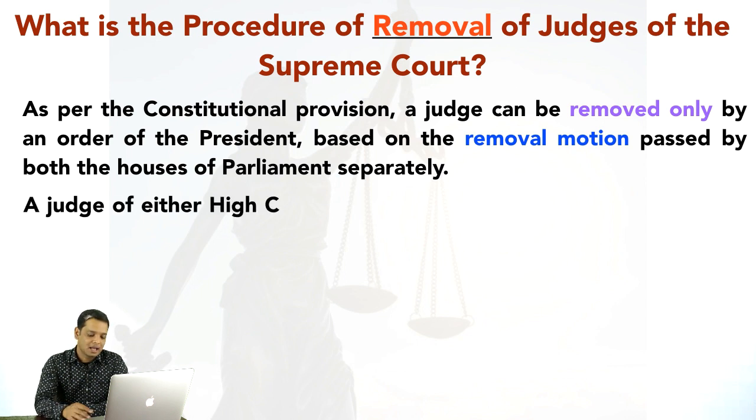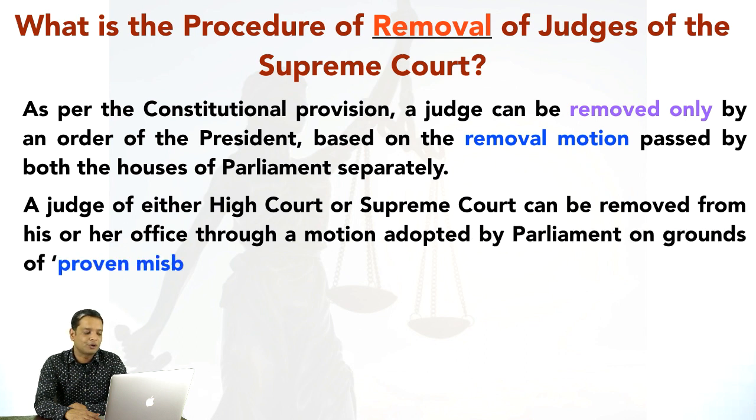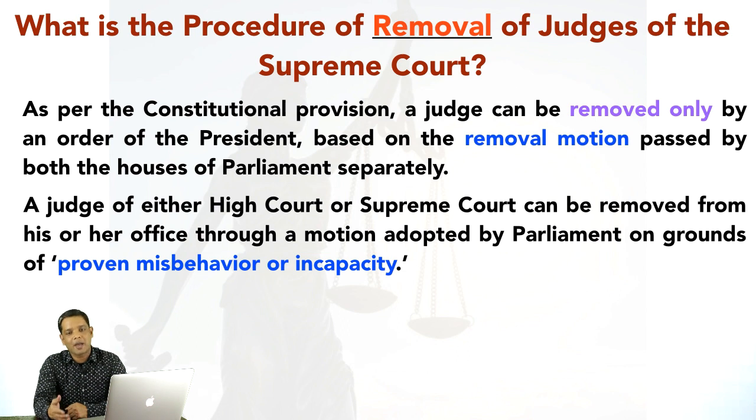The next provision is that a judge of either High Court or Supreme Court can be removed from his or her office through a motion adopted by Parliament on grounds of proven misbehavior or incapacity. So this provision is saying that there are basically two grounds, misbehavior or incapacity. It may be some medical reason or misbehavior may be anything. Based on that, either both of them or any one of them, if it is proved, then the judge will be impeached.